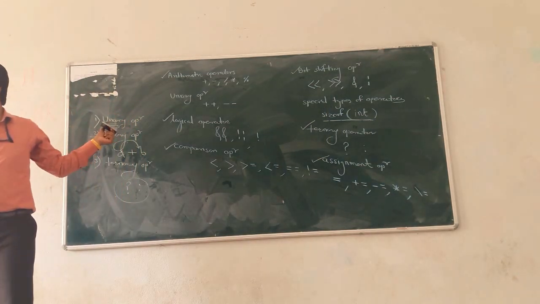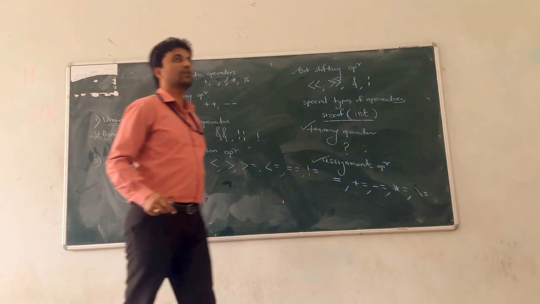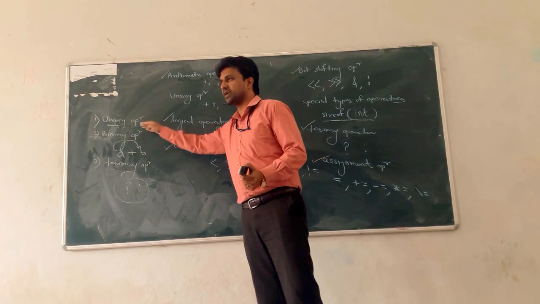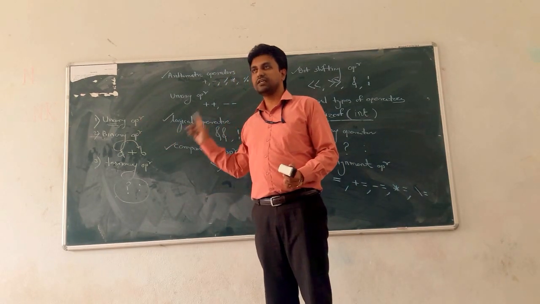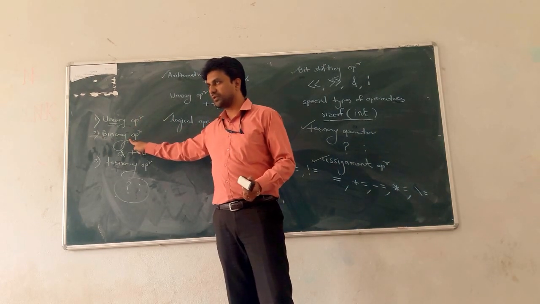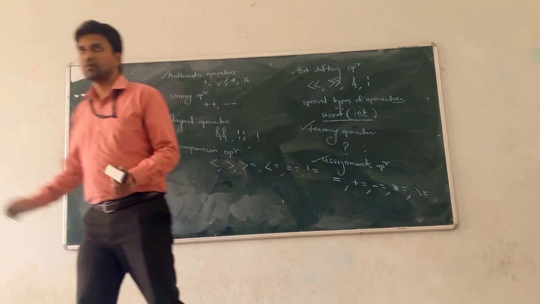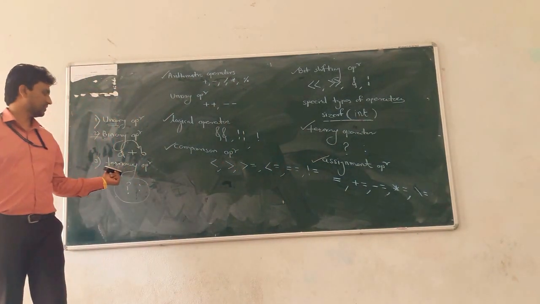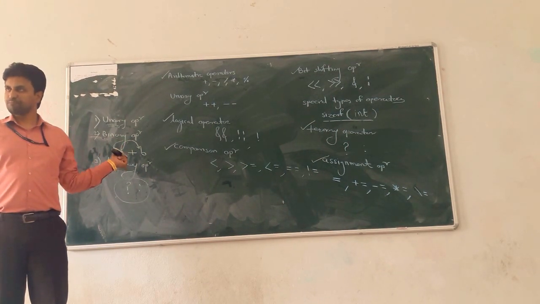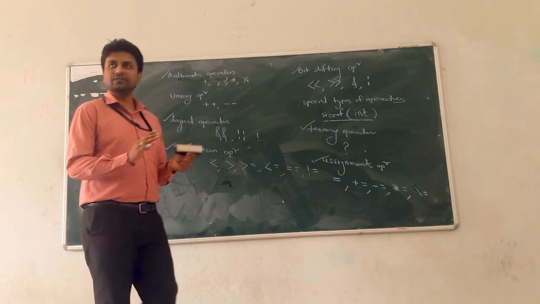of classification of operators, and this is also one type of classification of operators, depending on how many operands are involved in the operation. If only a single operand is involved, then it is called unary. If two operands are involved in the operation, then it is called binary. And if three operands are involved in the operation, then that type of operator is called a ternary operator. Clear? Okay.